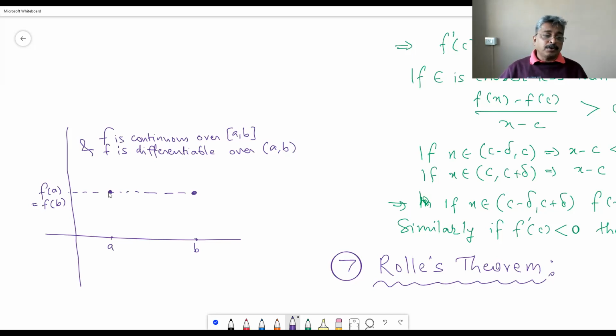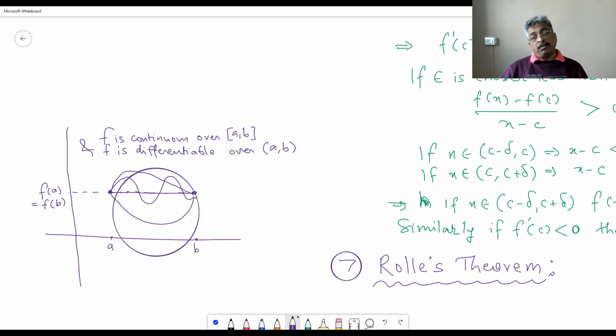So if I start from this point, if I want continuity and differentiability, in how many ways can I reach here? Many ways. I can go like this, I can go like this, I can go like this. Okay? I can go like this, I can go like this. Okay. There are many ways I can go while being continuous and differentiable.